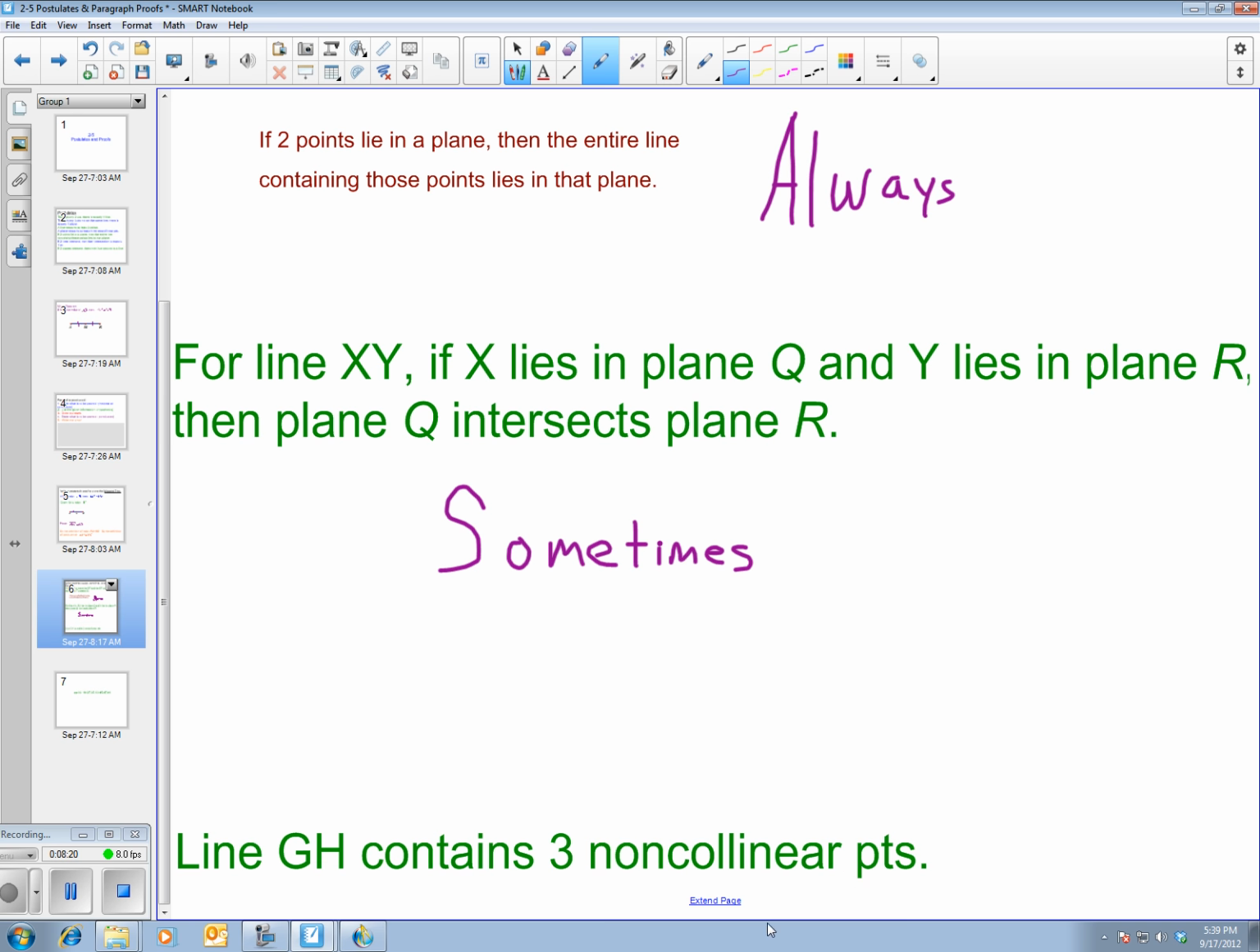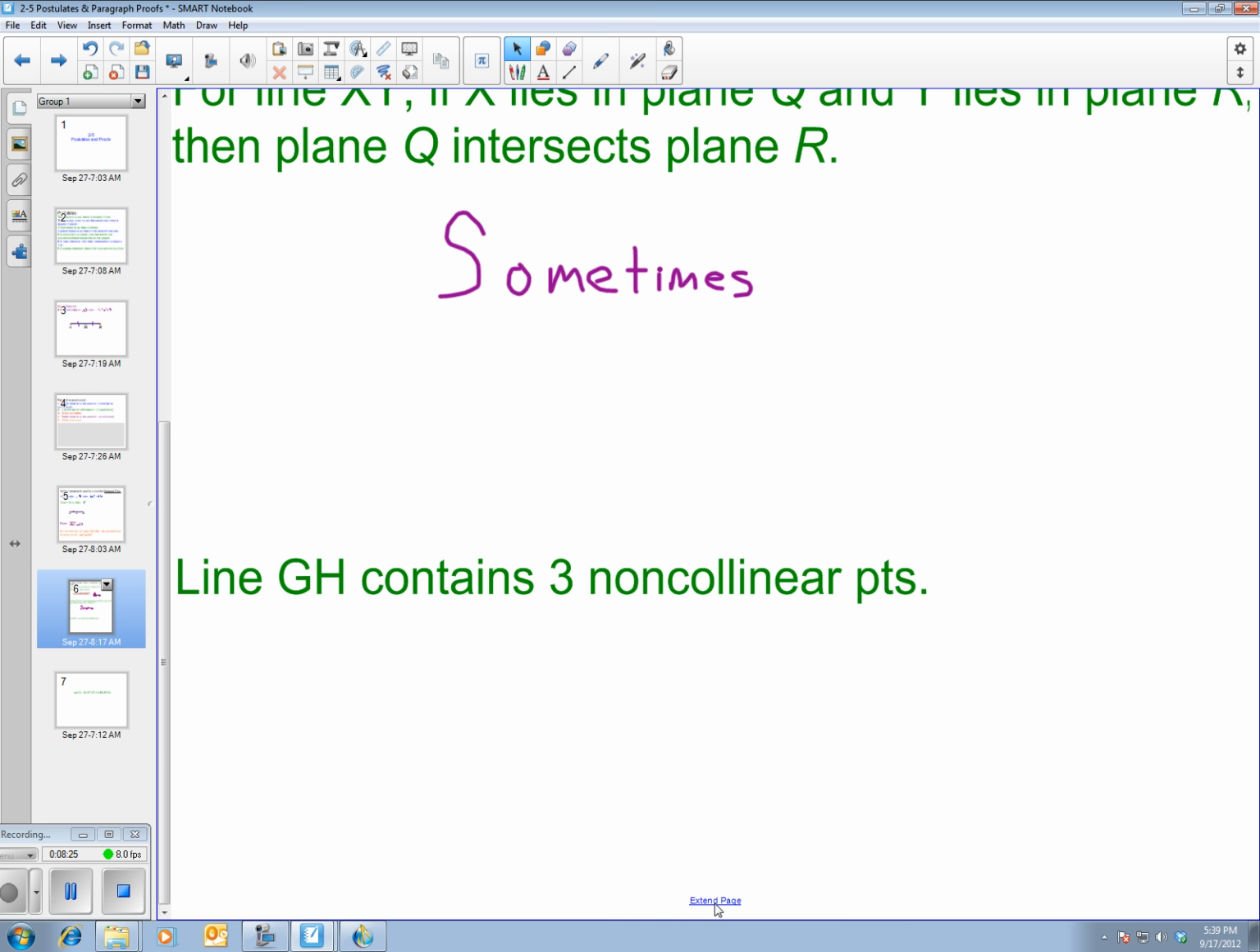Our final example is: line GH contains 3 non-collinear points. This one hopefully should be somewhat simple if you've understood what non-collinear means. This is a never. Because the definition of non-collinear is not on the same line. So this one's saying line GH contains 3 points not on the same line. That doesn't make any sense, and it's definitely a never.